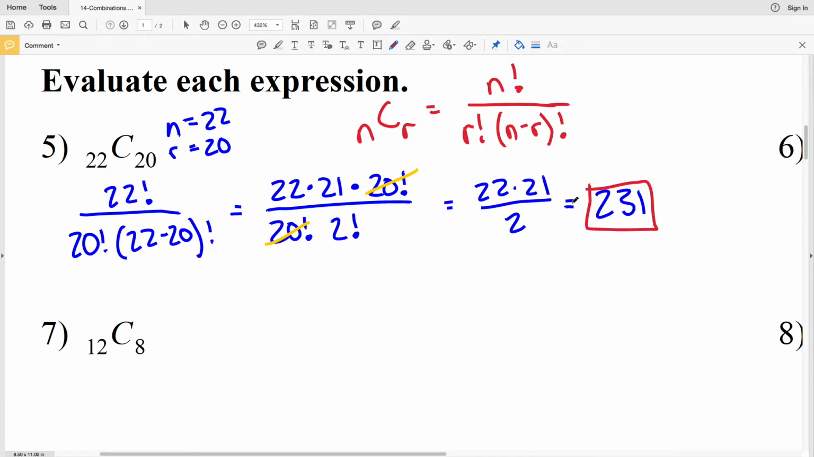Now I want to also note that there is a button on your calculator that will do the math for you.